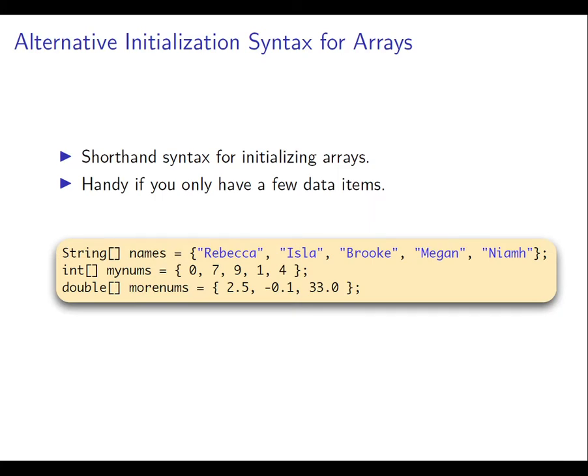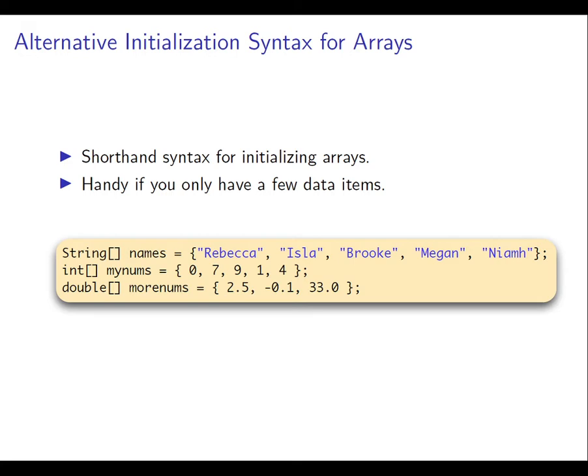Another piece of shorthand. Sometimes it's convenient to have this alternative way for initializing an array. It's useful if you only have a few data items, in particular just as few as will fit on one line. Very frequently you can use this curly bracket notation. It's pretty self-explanatory. Instead of having to set the elements individually, you just list them in curly brackets separated by commas on the same line that you are declaring your array.